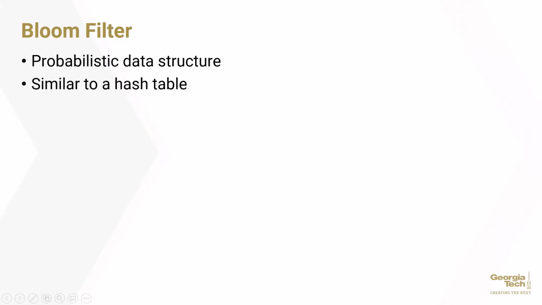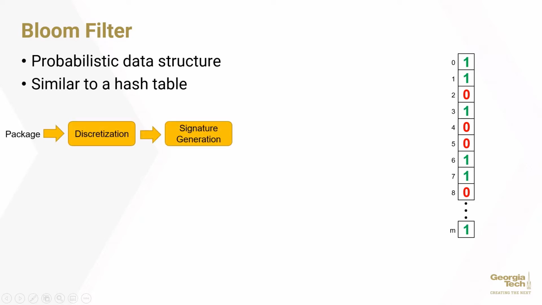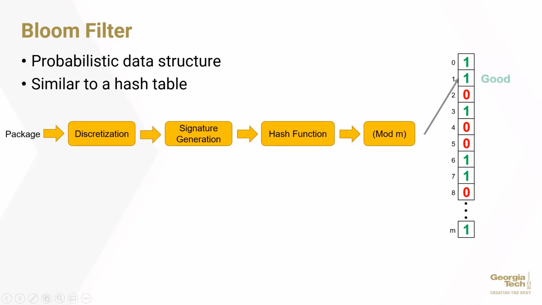And a Bloom filter is a probabilistic data structure that's similar to a hash table, except each key maps to a single bit in a bit array as opposed to mapping to some value. So if this is your bit array, and in this case it's size M, then you take a package that's coming in, and to check whether it's anomalous, you discretize it, and then you generate a signature for it. And that signature passes through a hash function, and the output of that hash function is modded by the size of the bit array. And that gives you an index into the bit array, and you can check, and if the value stored at that index is 1, then the package is part of the signature database. And if it maps to a 0, then that signature is not part of the signature database and would be considered an anomaly.